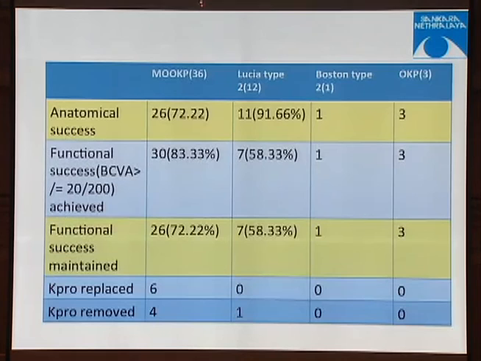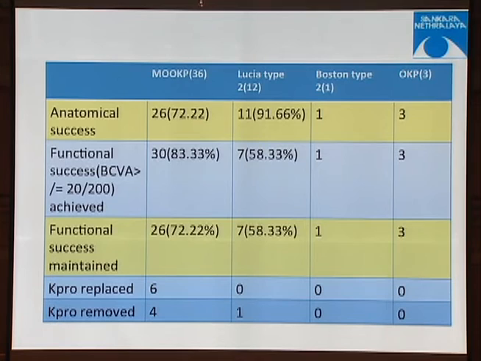Anatomical success, defined as retention of the primary keratoprosthesis, was attained in about 72% of patients over a follow-up period of around 60 months in the OOKP. And in Lucia, it's attained in about 91%, but the follow-up period is only around 30 months so far.